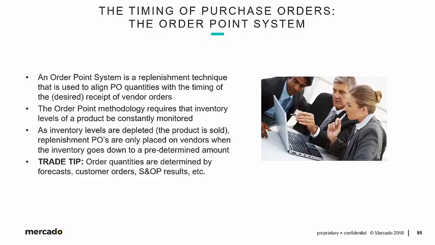When our inventory of XYZ product gets down to 1,000 units, we have to reorder. That's the order point. As a trade tip, we said this already in the previous slide. Let's reiterate again. Order quantities are determined by forecasts, customer orders, backlog of orders, S&OP results, etc. The focus here is on the timing of those POs. When do we place those POs so we get the merchandise just when we need it?